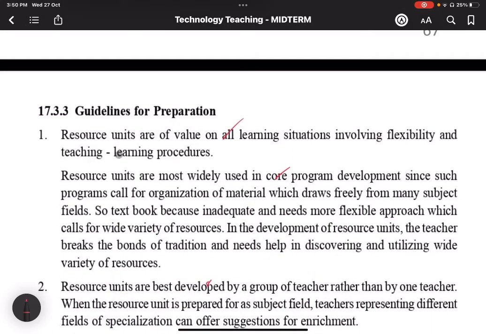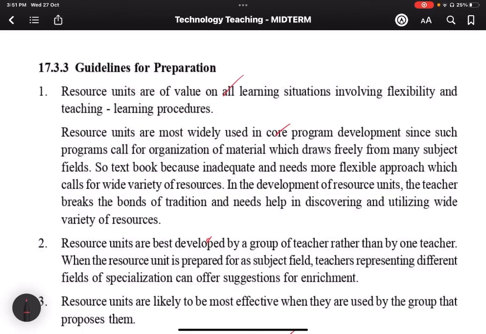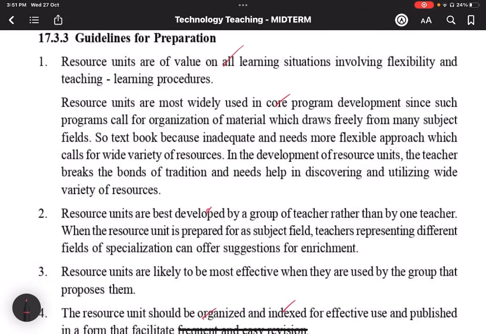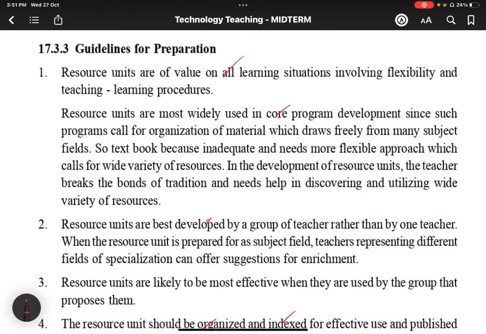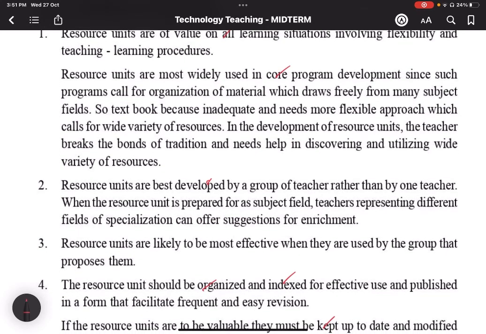Ano naman ang guidelines natin? Resource units are of value in all learning situations involving flexibility in teaching-learning procedures. So resource units are used in core program development. Kapag meron kayong syllabus na dine-develop, mas magandang mag-base ka sa isang resource unit. Okay? Yung library ng mga resource units. Yun ang purpose ng resource units, no? Para maging basis ng isang core program which is in development.